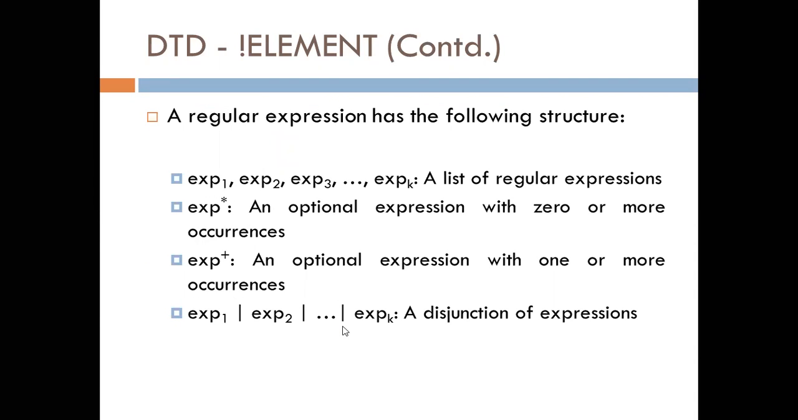A regular expression has the following structure. We can write the expression like this, a list of regular expressions. Star indicates it is optional with 0 or more occurrences. Plus indicates an expression with 1 or more occurrences. And we can connect many expressions using the slash symbol or pipe symbol.